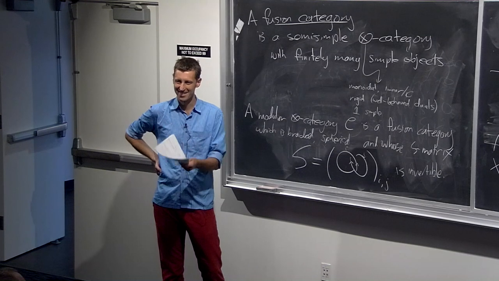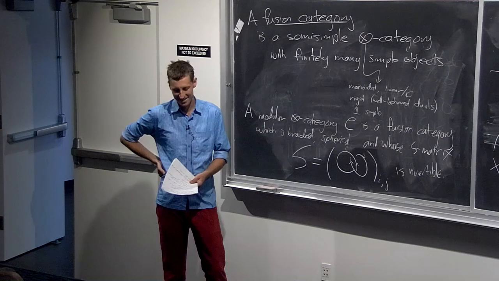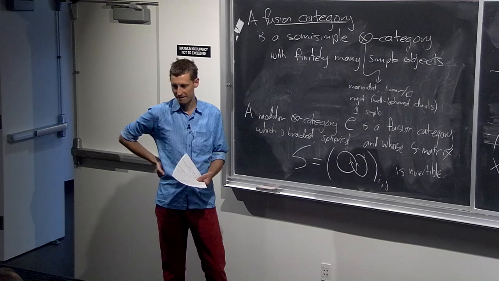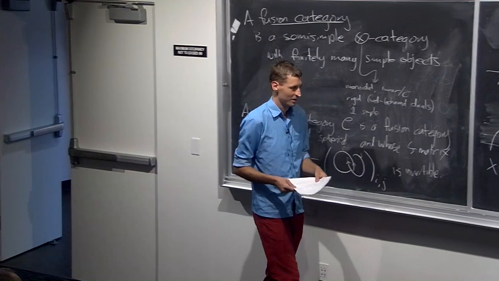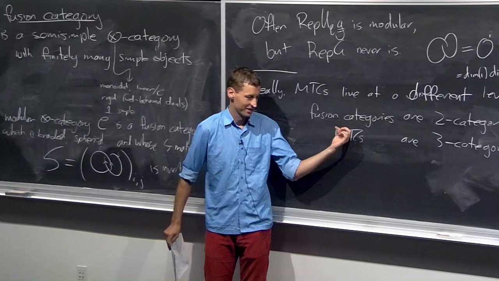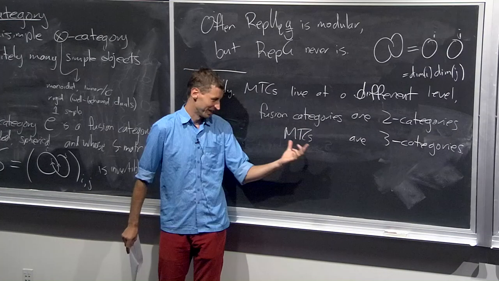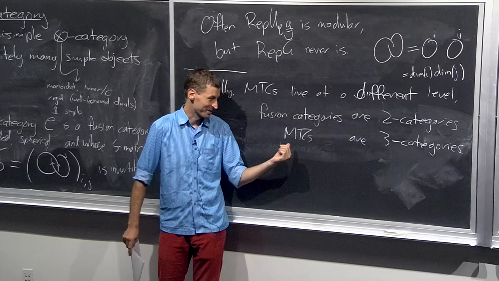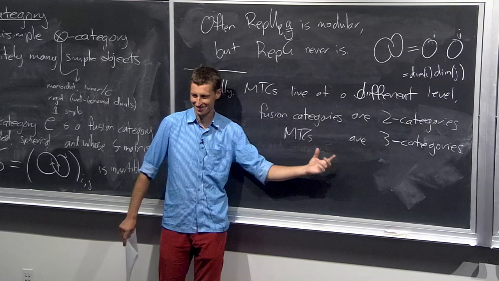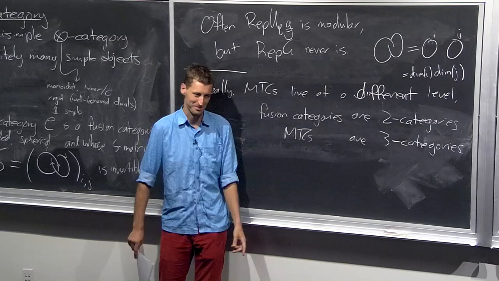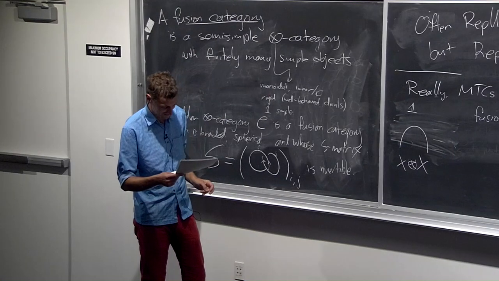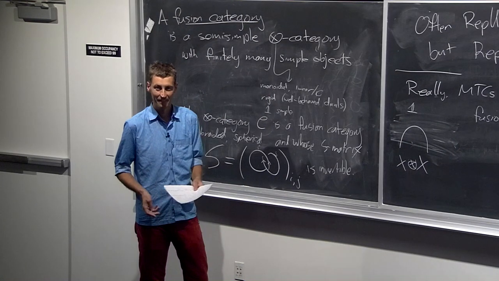So fusion categories do live in one dimension, one spatial, but these are on the boundaries of two dimensions. Yeah, this business with levels is thoroughly confusing because modular tensor categories are really, really special three categories, and so give you invariants of things one dimension lower than you might typically expect for a three category. So maybe I shouldn't have said that because it just makes life worse. Okay.